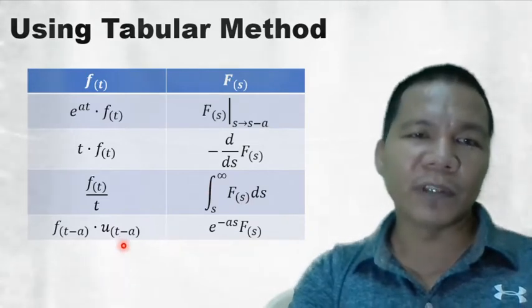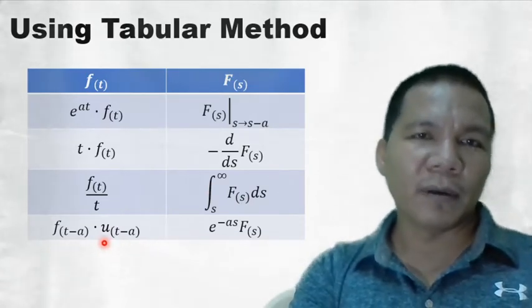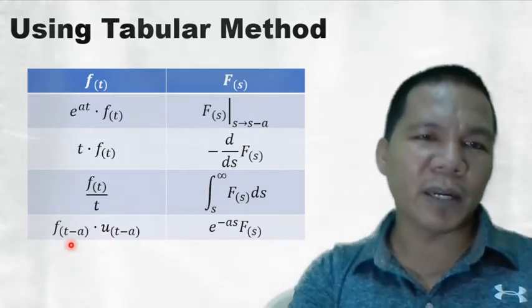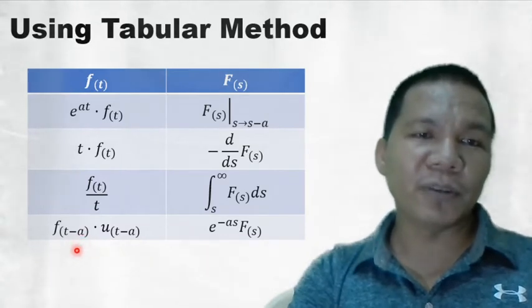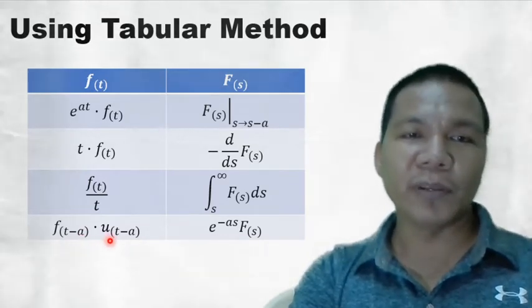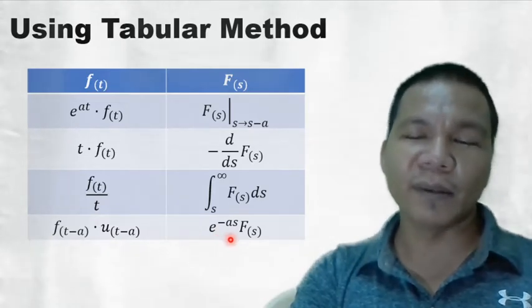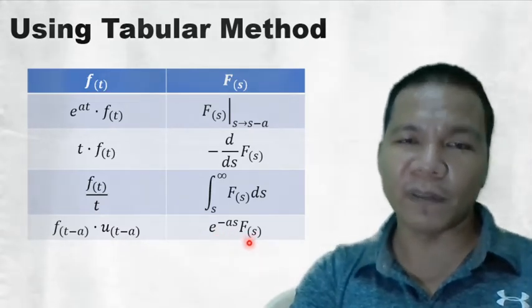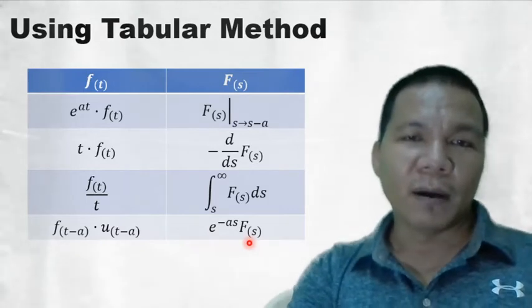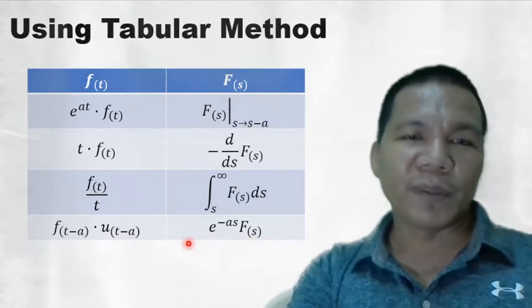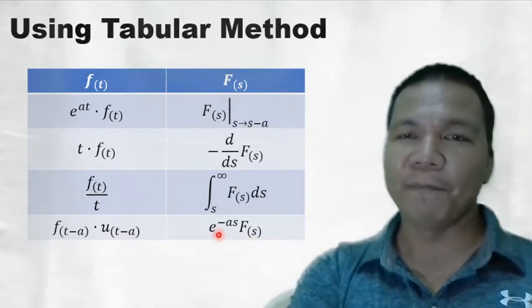transform. Now for the last transformation pair, I have here the function of t minus a multiplied by u sub t minus a, that is simply e raised to minus as multiplied by the Laplace transform of f of s. Oh, this is actually your second shifting theorem.